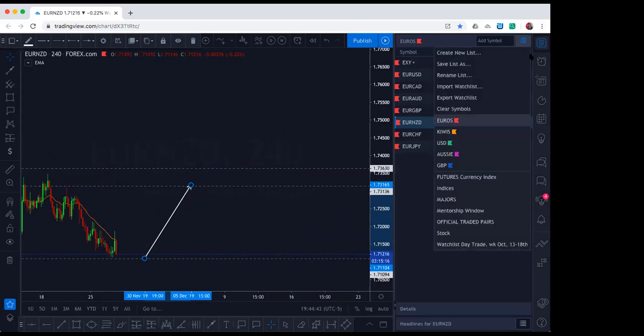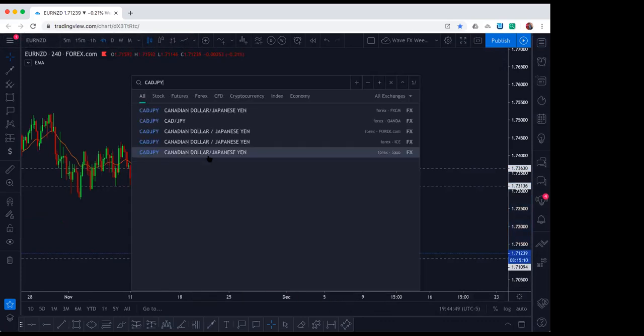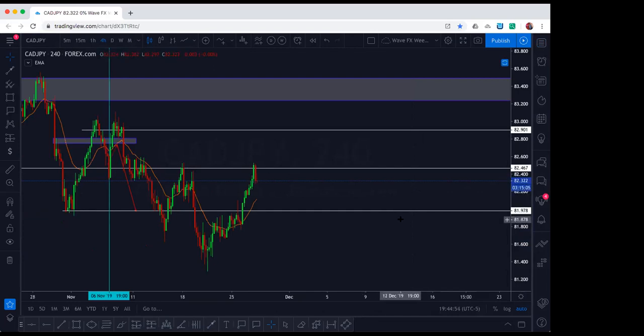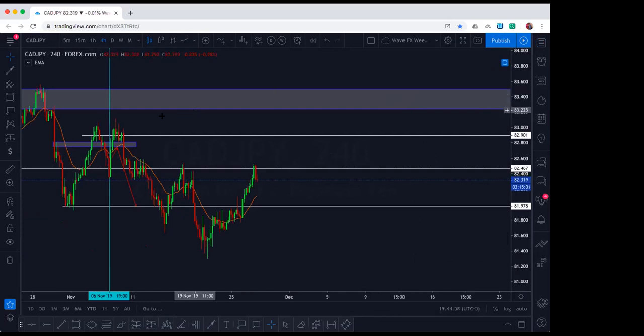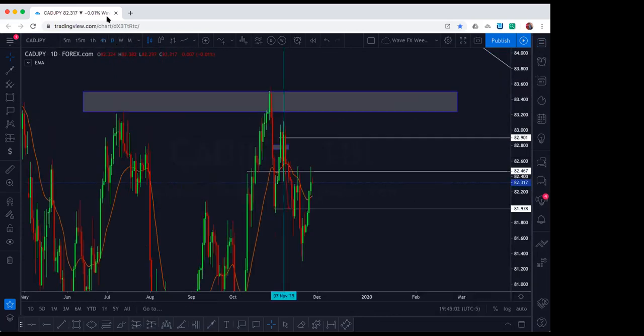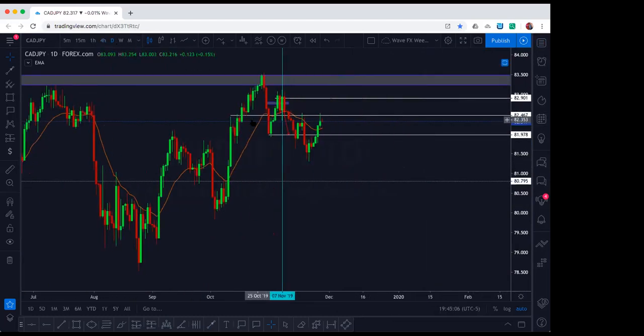CAD. I don't think I have CAD here, so let's just type it. CAD JPY. Okay, I think we did this pair for somebody here some time ago. I don't really remember. Let's just do a quick look at it. Again, further plays to the downside out of CAD.